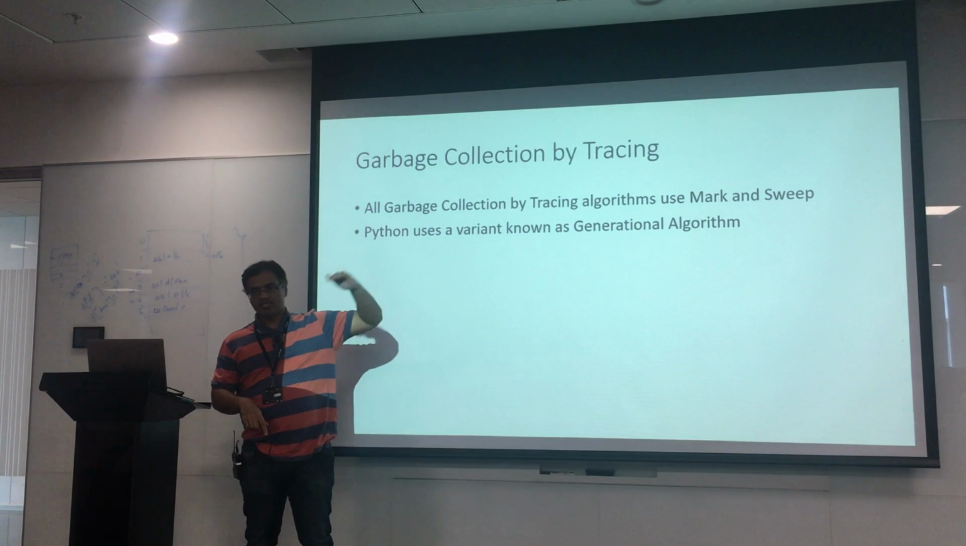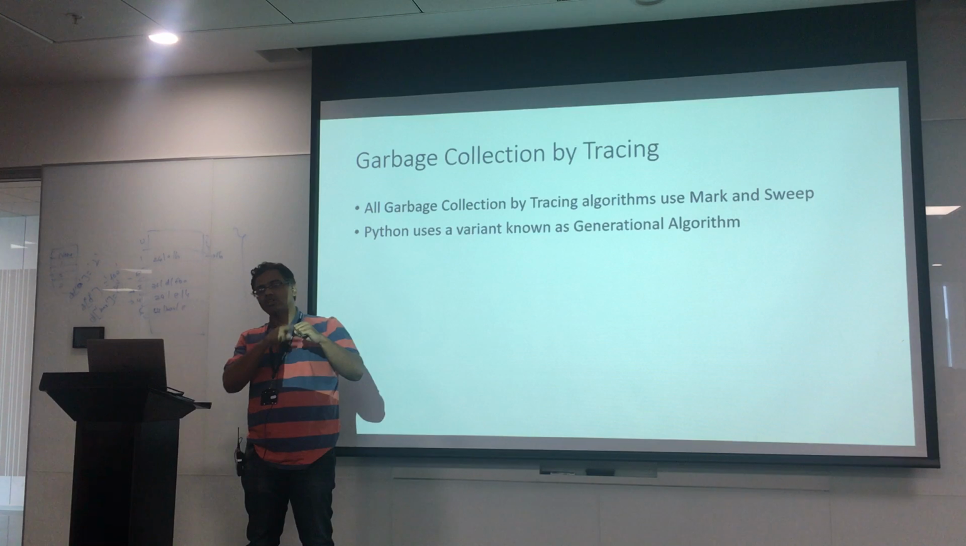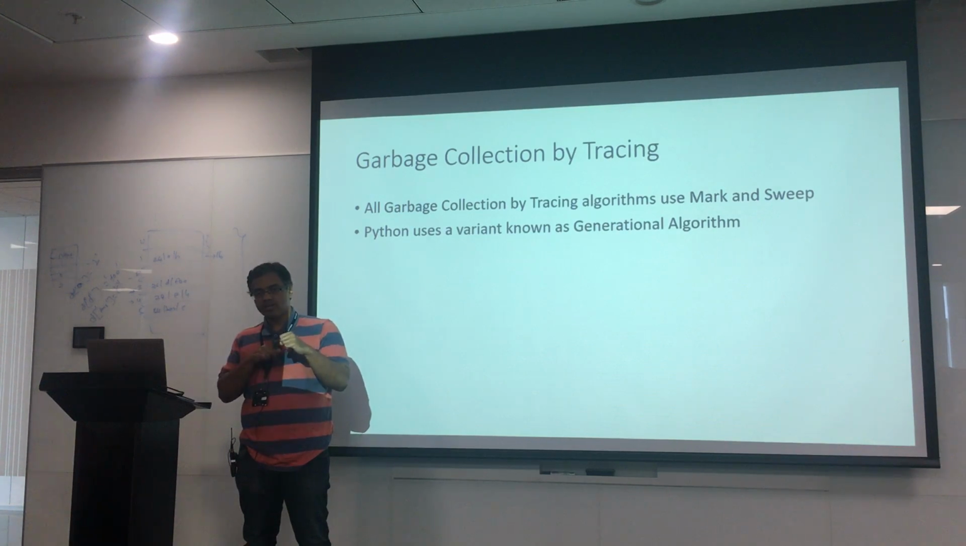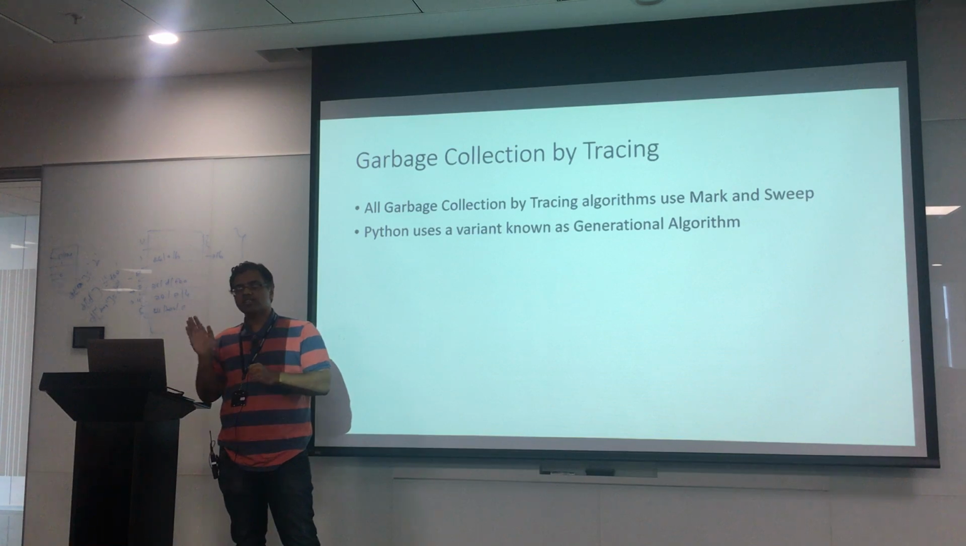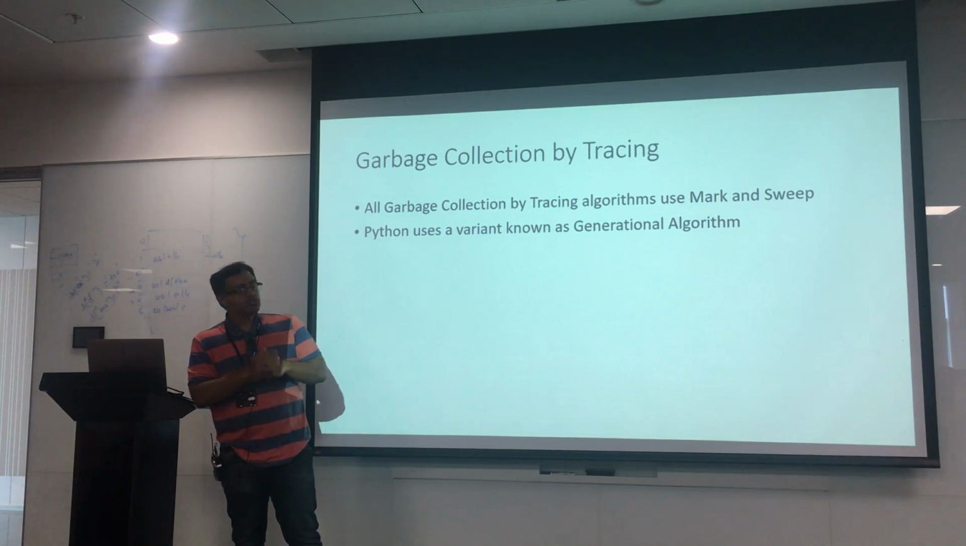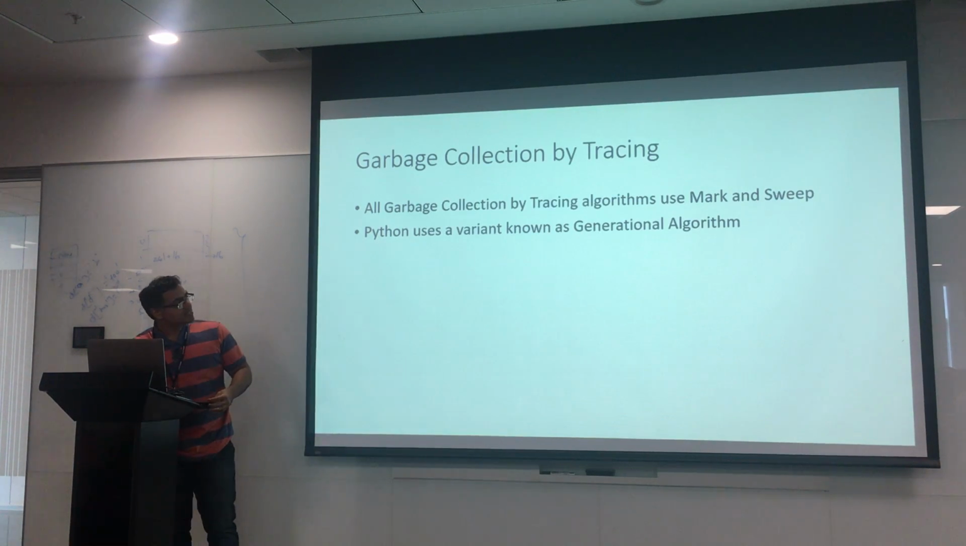So there are these two phases. The first is the mark phase, in which it finds all the active references. And the sweep is basically taking all the dead references and removing them. There are different ways you can do it. I've seen some 3-4 variants of it, and these different variants are useful in different circumstances. What Python does is use a variant known as the generational algorithm. So it's a tracing algorithm again.